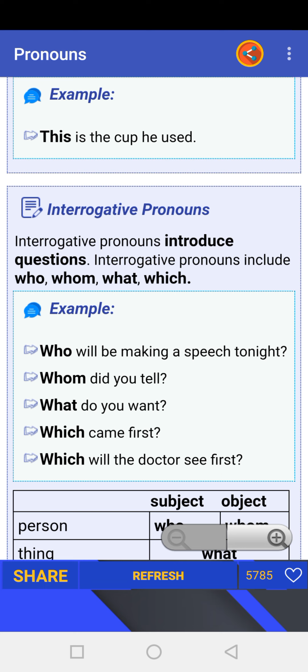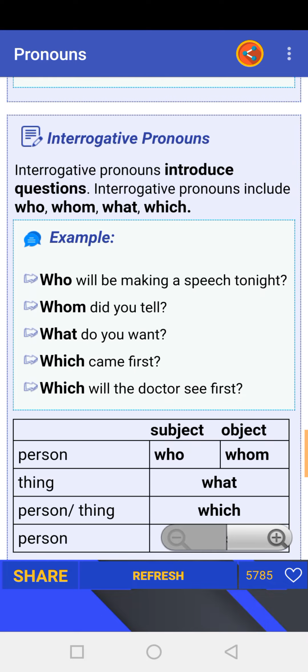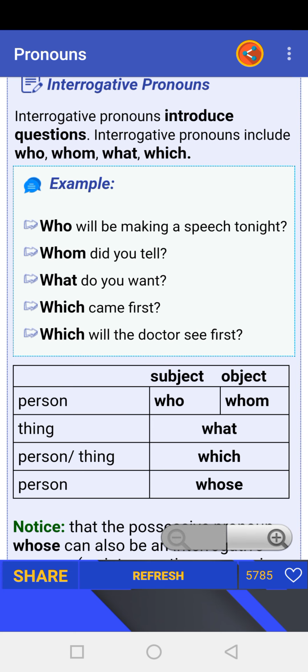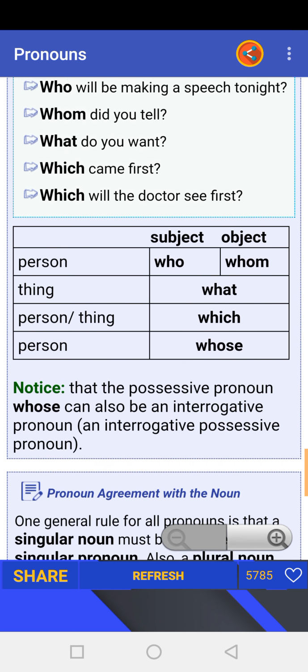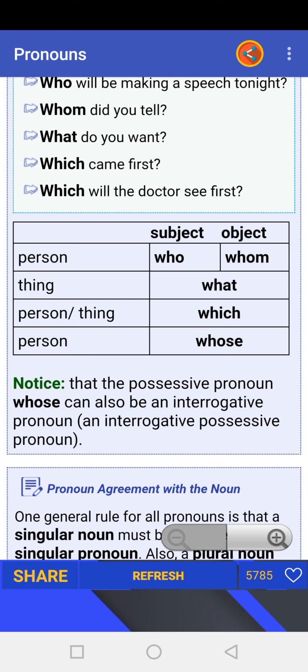Interrogative pronouns. Interrogative pronouns introduce questions. Interrogative pronouns include who, whom, what, which. Who will be making a speech tonight? Whom did you tell? What do you want? Which came first? Which will the doctor see first?